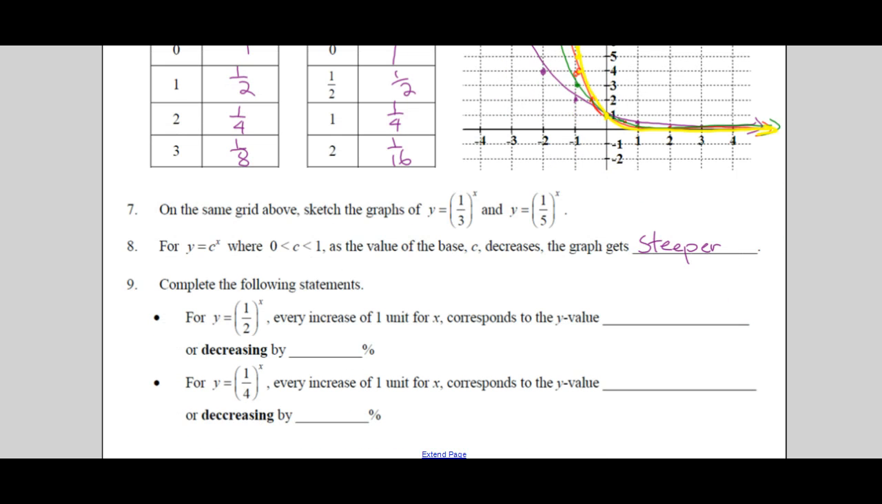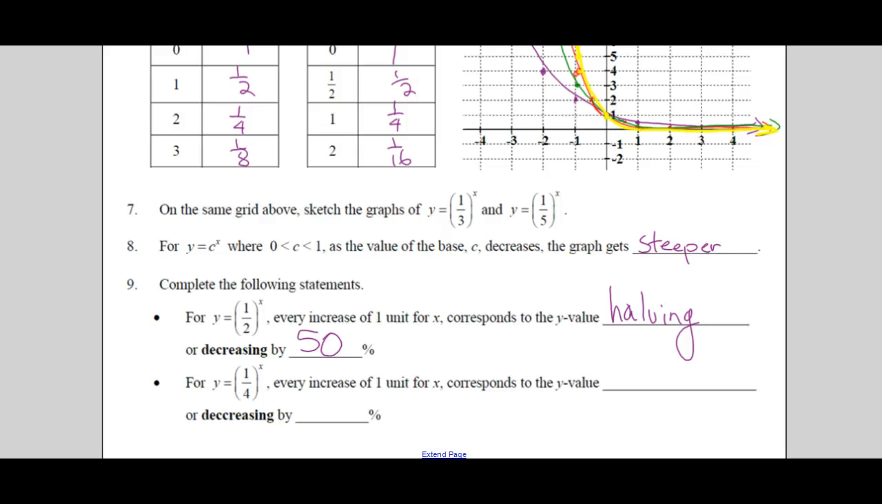Following statements. Y equals 1/2 to the x. Every increase of a unit corresponds to the y value doing what? So you went from 1 to 1/2 to 1/4 to 1/8. You're halving it. Okay, you don't say hoofing though. It's you're halving. Or decreasing by. It's going down by 1/2, so it's decreasing by 50%.